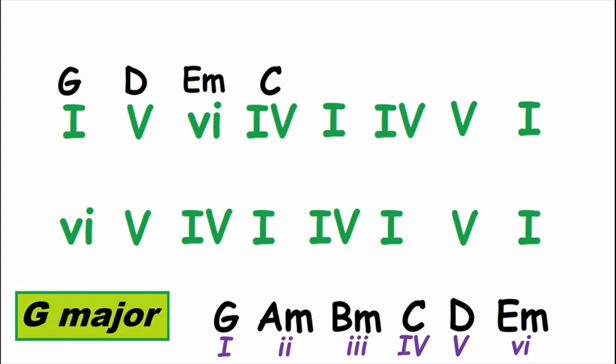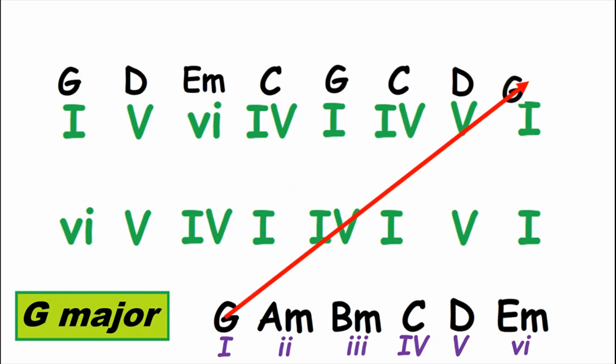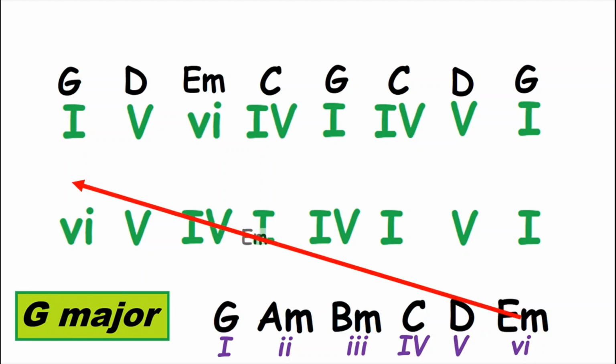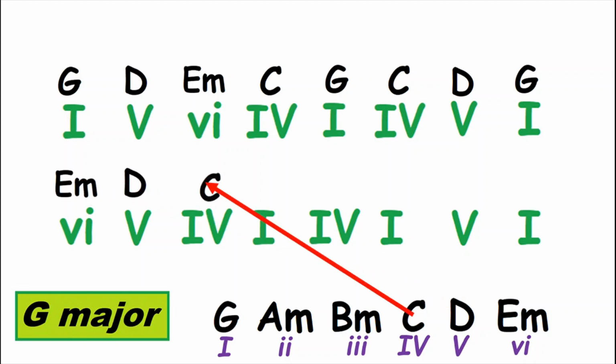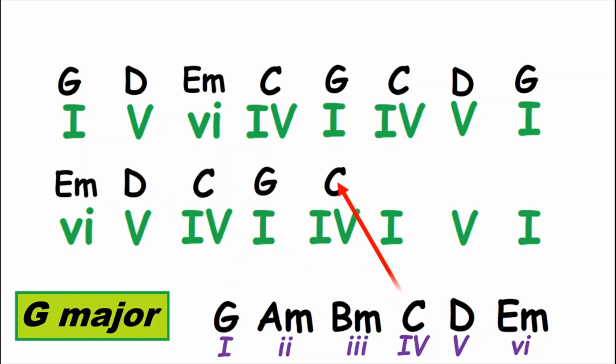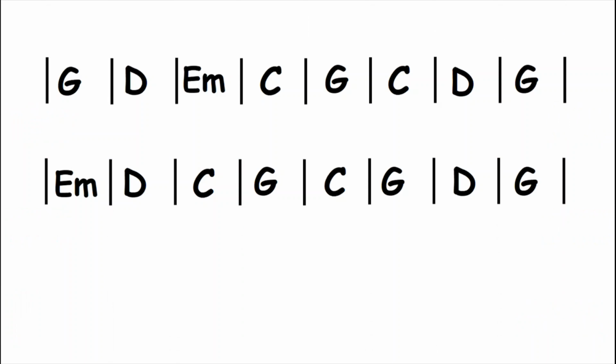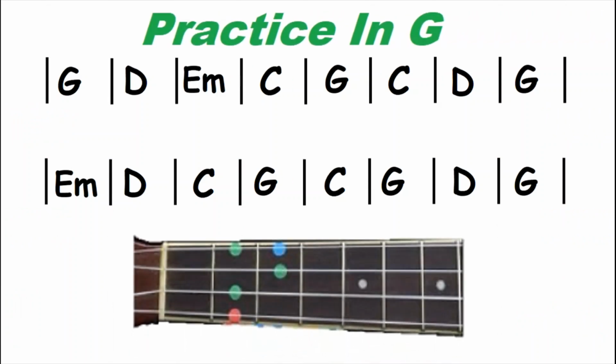Now we can fill in the rest of these. G, C, D, G, and the bottom line. E minor, D, C, G, C, G, D, and finally G. Practice in C has now morphed into practice in G. So let's play this 4 strums per chord, just like with practice in C.